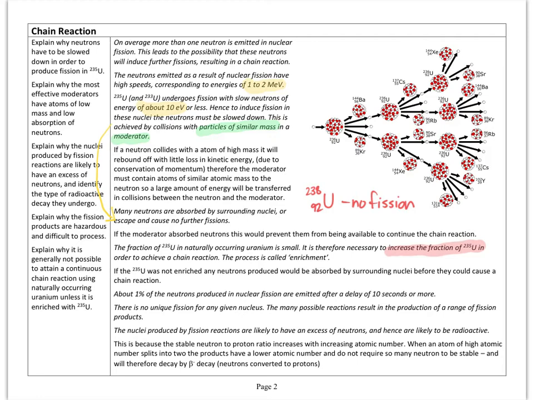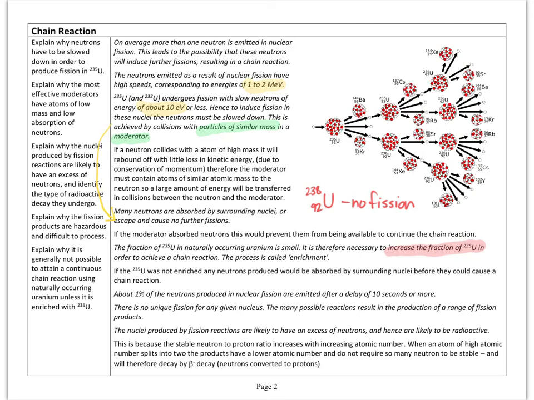Now, as I said previously on the last slide, there's no unique fission for any given nucleus, so you can get many possible products of fission. So if you look here, this one goes to barium and krypton, this one goes to cesium and rubidium, this one goes to strontium and xenon, and so on. And also importantly, all of these products of nuclear fission themselves are likely to be radioactive.